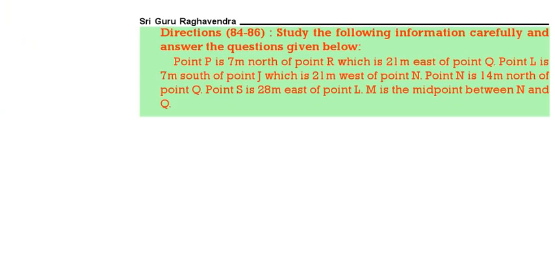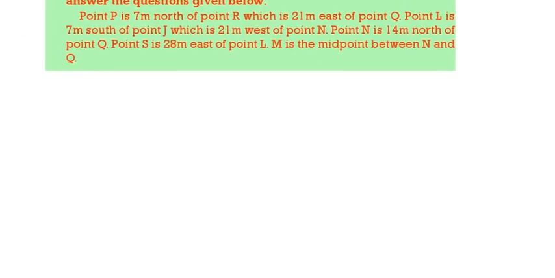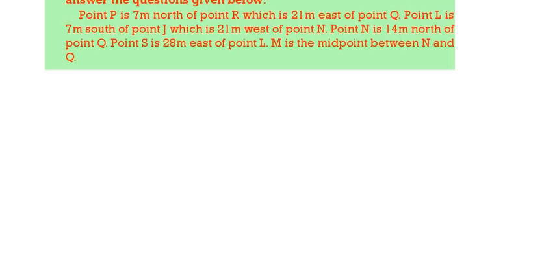Next, 84 to 86. This is related to distance and direction. See, point P is 7 meters to the north of R. First write down R. R north 7 meters P. Then R is 21 meters to the east of Q.